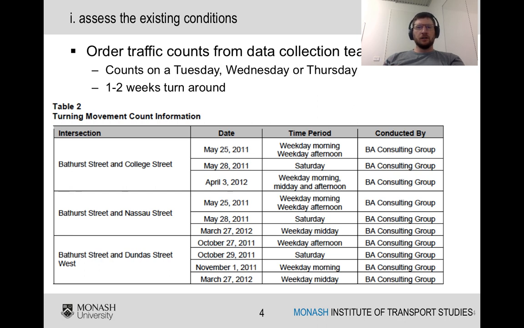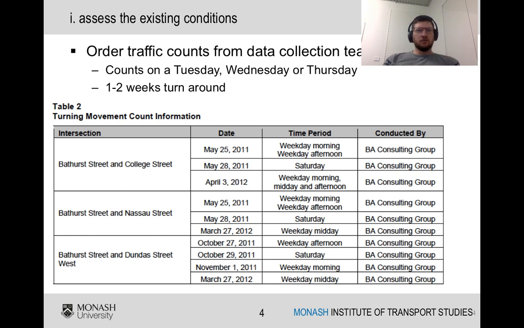Typically, they go out and count on Tuesdays, Wednesdays, Thursdays because those are the days that are sort of typical as far as traffic volumes. If you do it on a Monday or a Friday, you're going to have weird effects of being close to the weekend.